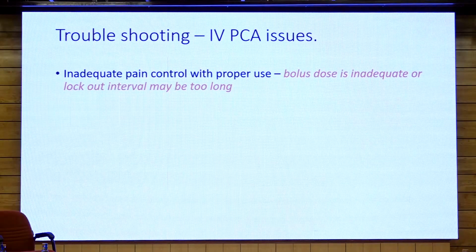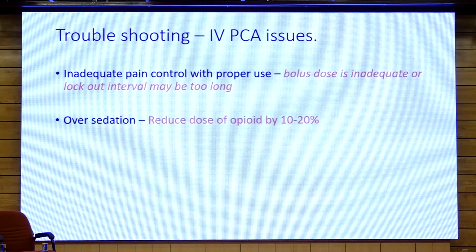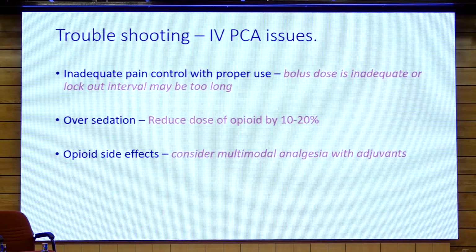So what if the patient has inadequate pain control with proper use of the PCA? Either the bolus dose is inadequate or the lockout interval may be too long. So in our patient, we could go up on the bolus dose from 10 mics to 25 mics because we are using fentanyl. The lockout interval can go down from 15 to 10 minutes. If the patient is sedated, you reduce the dose of opioids by 10 to 20%. Since we are using the lowest dose of opioid, you could go up on the lockout interval from 15 minutes to 30 minutes.